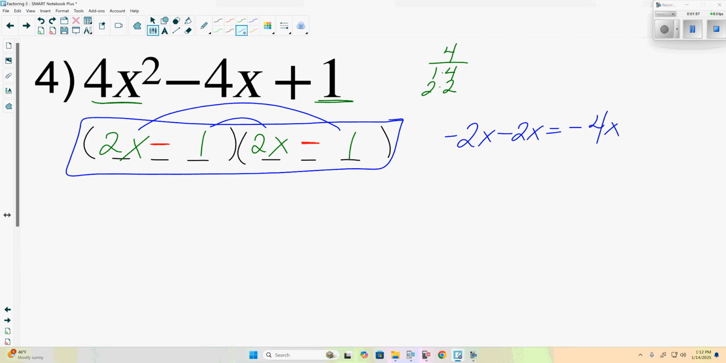Now, what's interesting about this is those two sets of parentheses are the exact same. So if we wanted to, we can reduce it to one set of parentheses being squared, because this is what we call a perfect square trinomial. We can rewrite it as a single set of parentheses being squared.